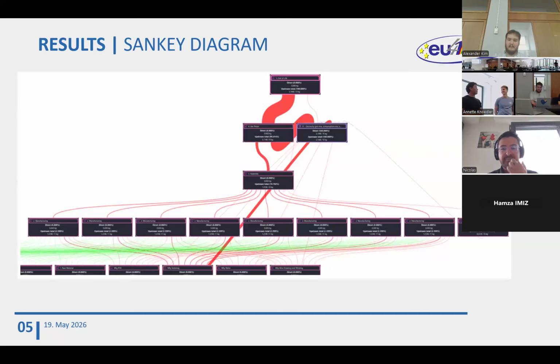These were our results, and this is the Sankey diagram. You might be wondering, what are those red lines? We had the same question too.